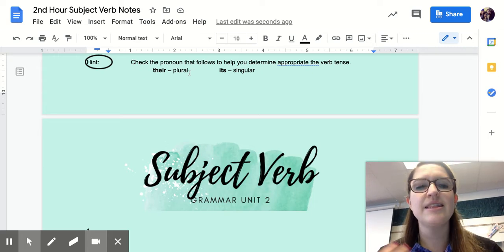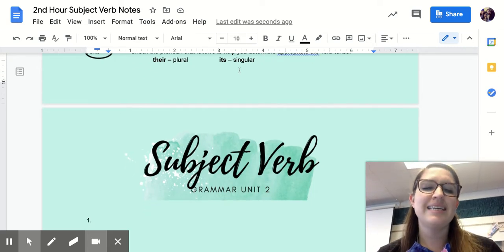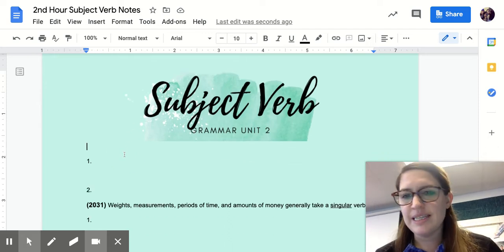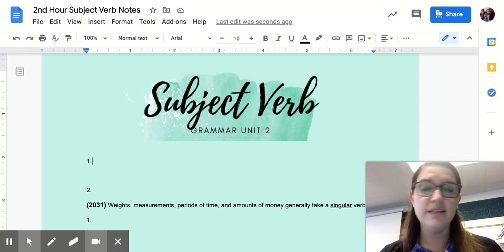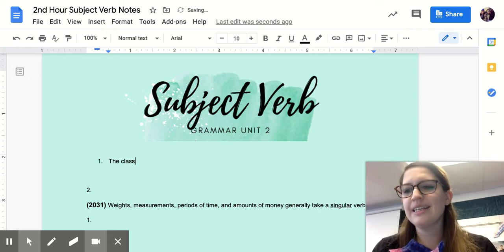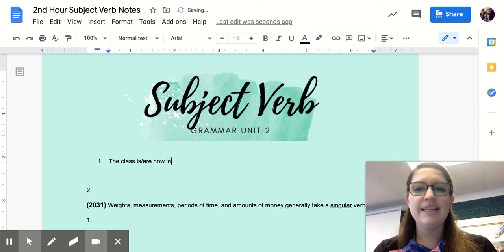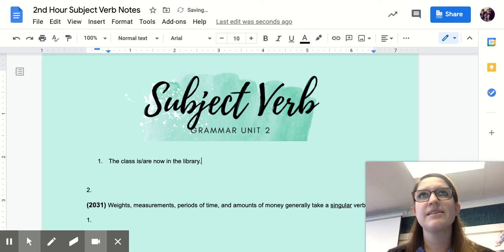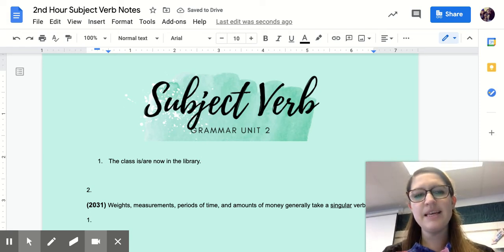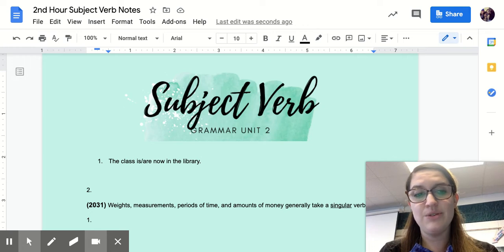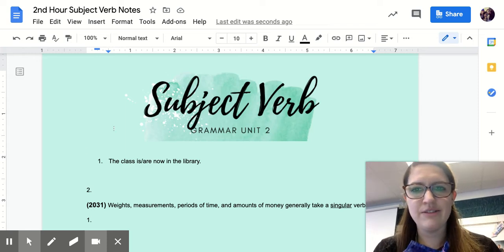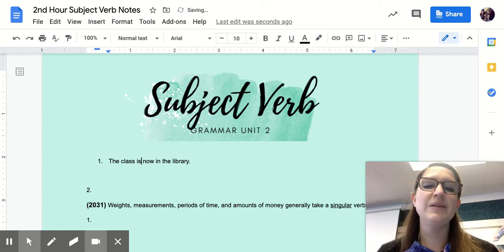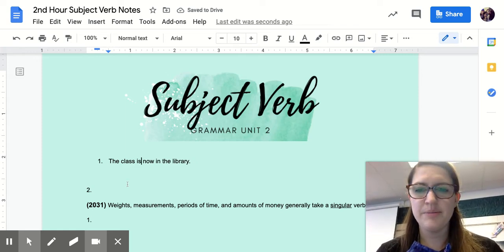Checking for a pronoun can also help you when you're figuring this out. If you see there, then that means that you must have a plural. If you see it's, that means it's singular. So let me show you an example. And we will use class as our example because we're all in a class, right? So if I said the class, got to figure out if it's is or are, now in the library, we have to ask, if the class is in the library, does that mean that everyone in the class has worked as a unit? They're all acting as a unit together? In this situation, yes, we definitely would all be doing the exact same thing. We're in the library, so we are one group. We need the singular verb is, singular.